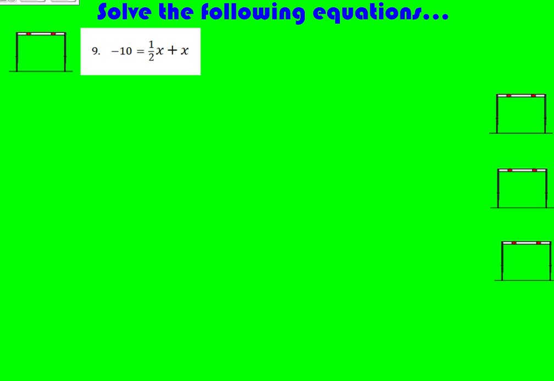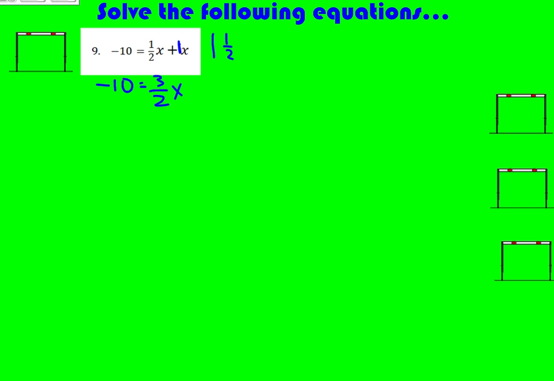Now, when you've got fractions in there, things get a little bit trickier. So negative 10 equals 1/2 x plus x. Think about this as a 1x. So you've got 1 plus 1/2, so that means negative 10 is really equal to 1.5x, or in this case, it's easier to put it into an improper fraction. It looks like that. So now how do I get rid of that?